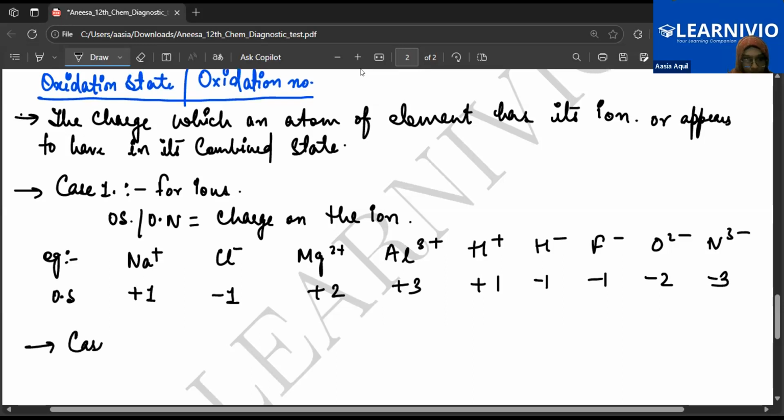Case 2. After this, you will be able to solve the question by yourself. Okay, so case number 2, write down. This is for the combined state.